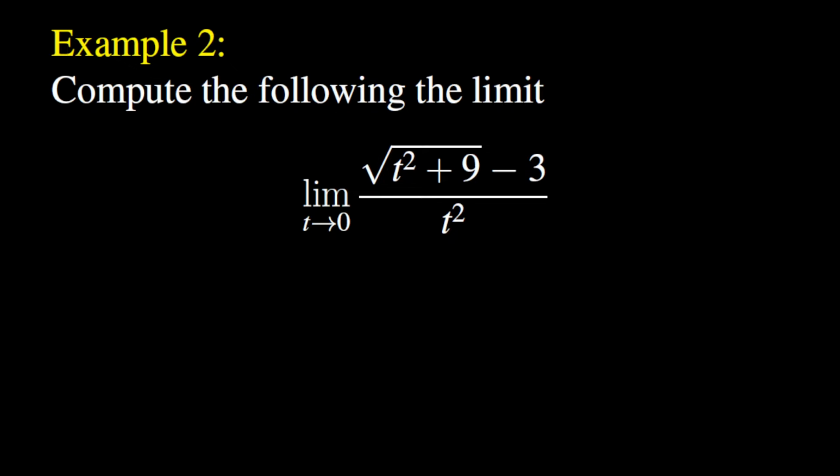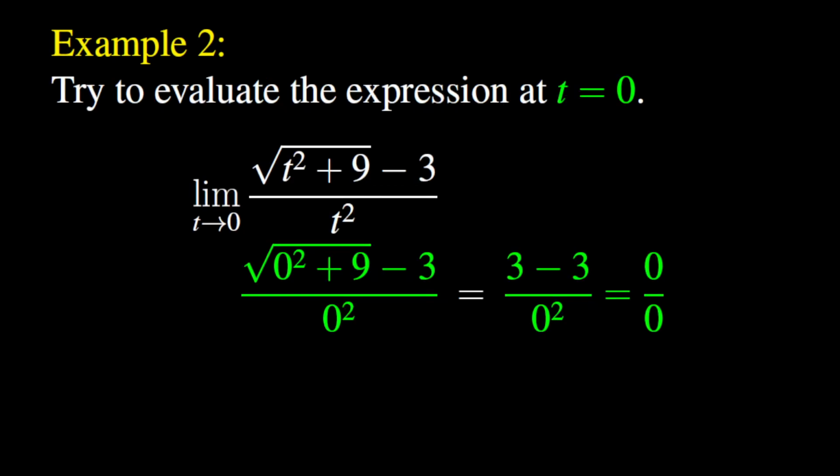For this second example, we have to compute the limit as t goes to 0 of the expression the square root of t squared plus 9, minus 3, over t squared. This function has a radical, so we will certainly use the conjugate expression to simplify the entire expression. As we did in the first example, we evaluate the expression for t equals 0. We obtain the square root of 0 squared plus 9, minus 3, over 0 squared. It is clear that the numerator is 3 minus 3 and the denominator is 0, because the square root of 9 is 3. This is obviously 0 over 0, which is undefined.